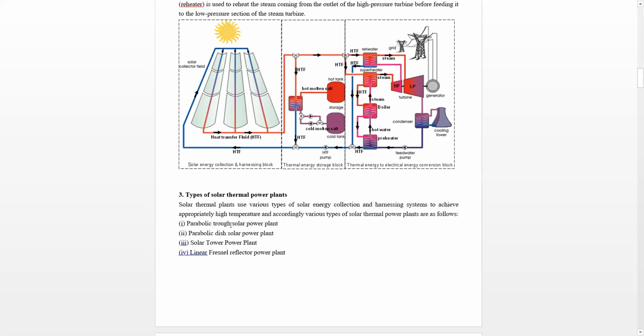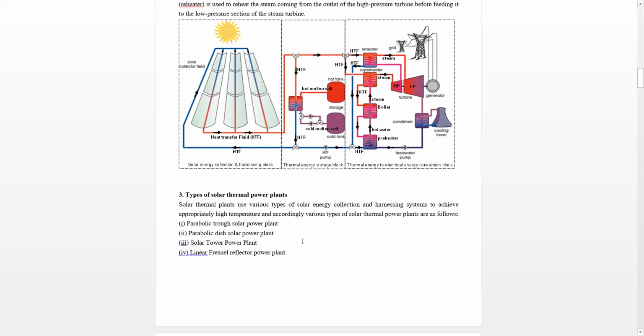They are the parabolic trough solar collector plant. In the figure shown here, it is a parabolic trough solar power plant because the solar energy collection and harnessing system has a reflector which is of parabolic trough type. Now, if this solar collector is of parabolic disk type, then this is called a parabolic disk solar power plant. And then the third type is the solar tower power plant, and the fourth type is linear Fresnel reflector power plants.